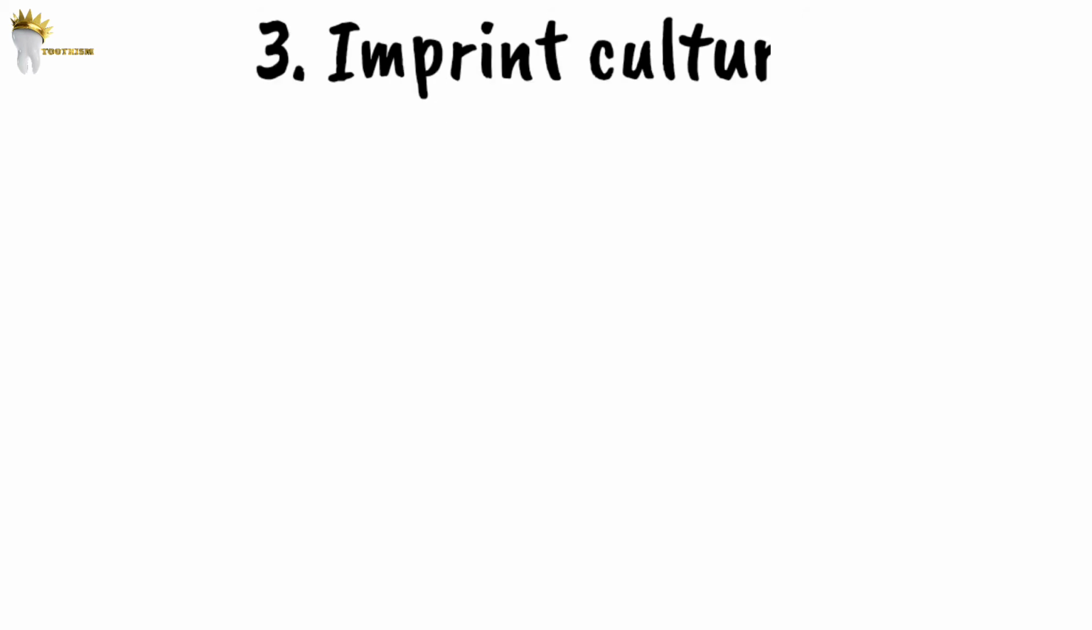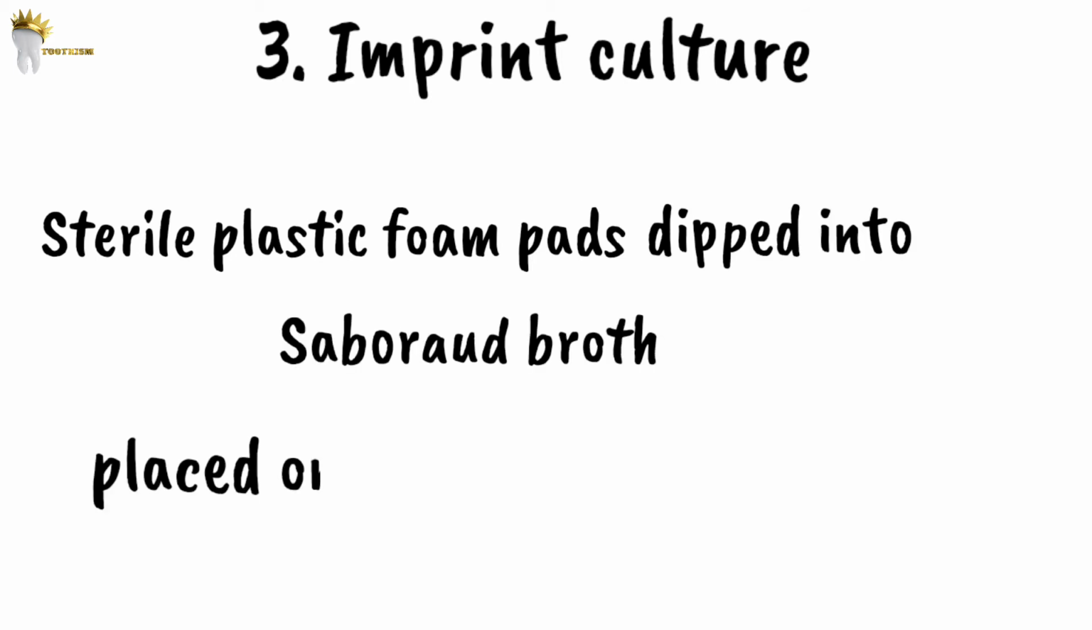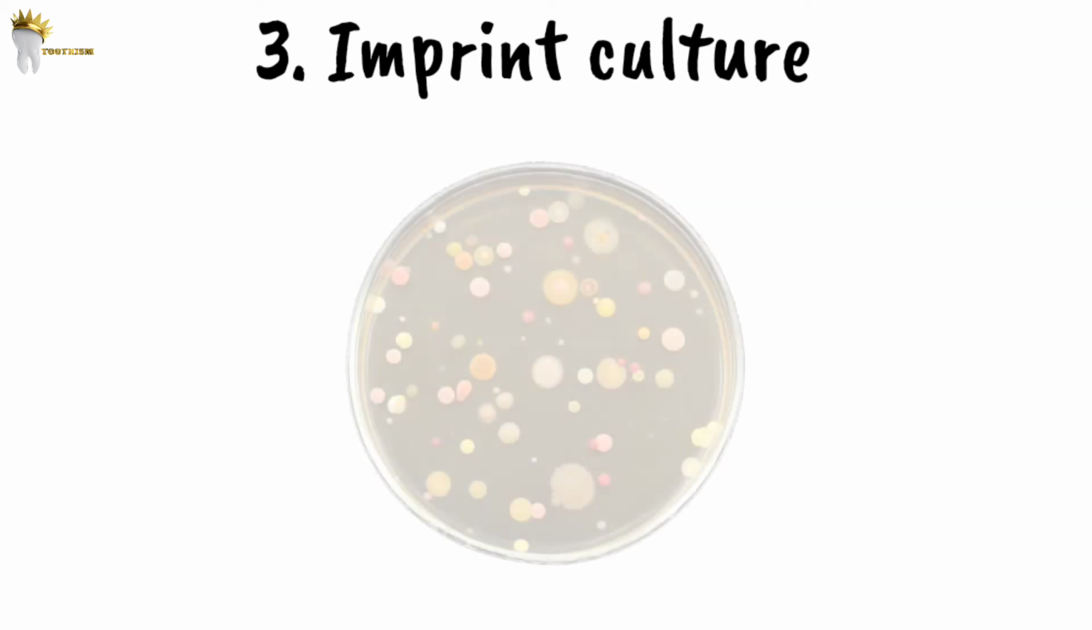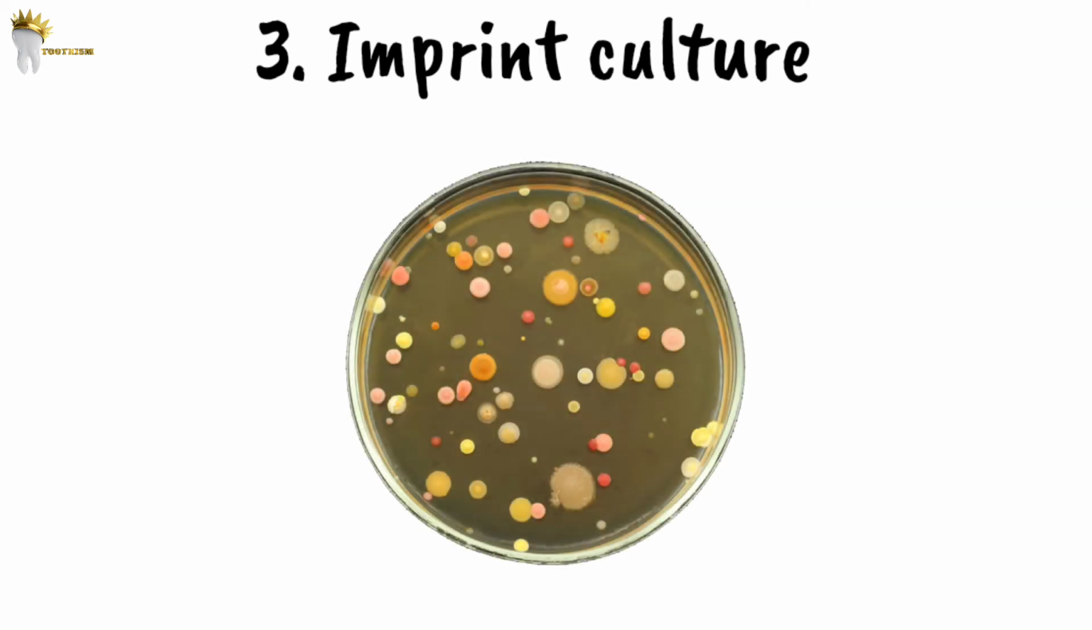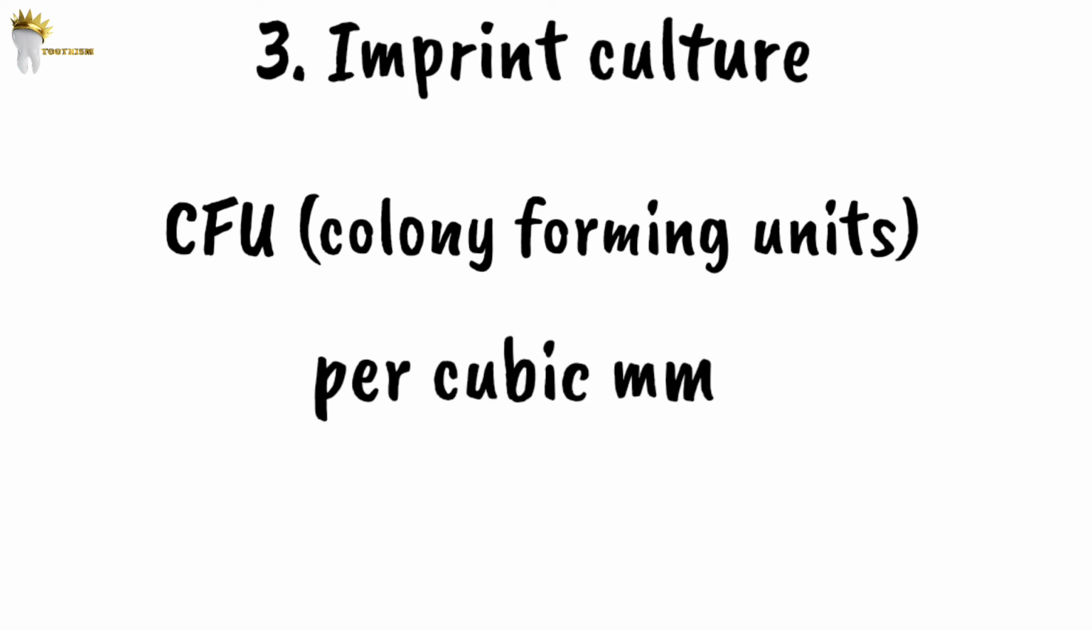Next is imprint culture. This involves sterile plastic foam pads dipped into Sabouraud broth. It's placed on the lesion for 60 seconds and then this pad is pressed on the Sabouraud agar plate and incubated at 37 degrees Celsius. The result is expressed as colony forming units per cubic millimeter.